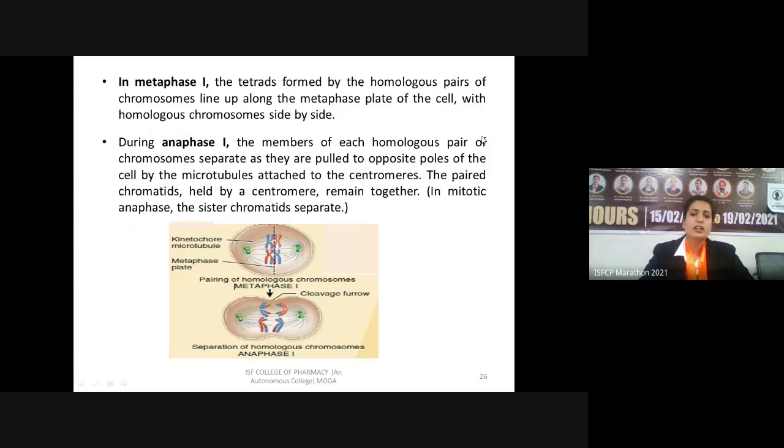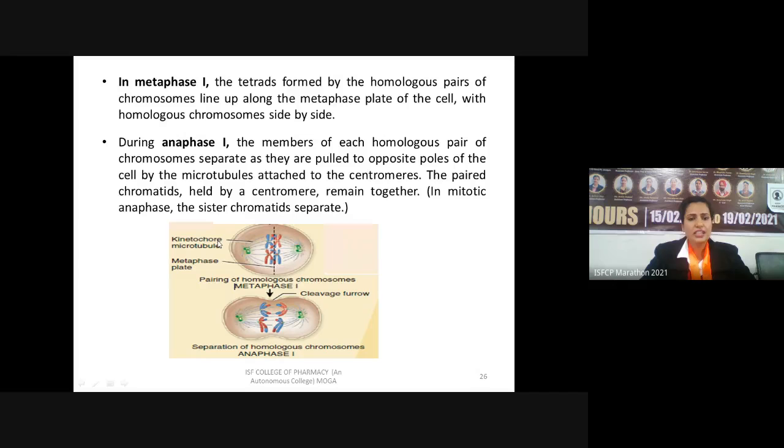Next phase we have is the metaphase 1. In metaphase 1, the tetrads which were formed by the previous phase line up along the metaphase plate of the cell, or we can say that they line up at the equator of the cell, as you can see in the diagram, with the homologous chromosomes side by side.